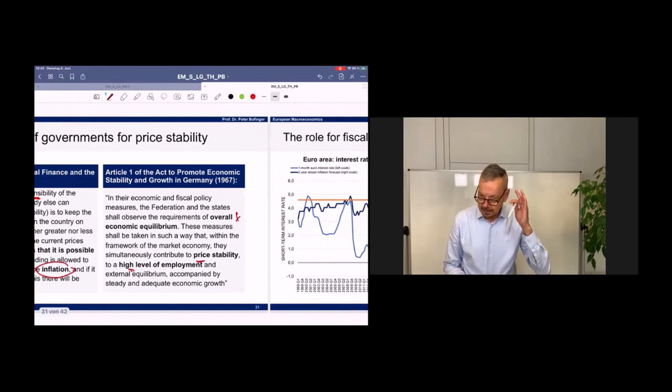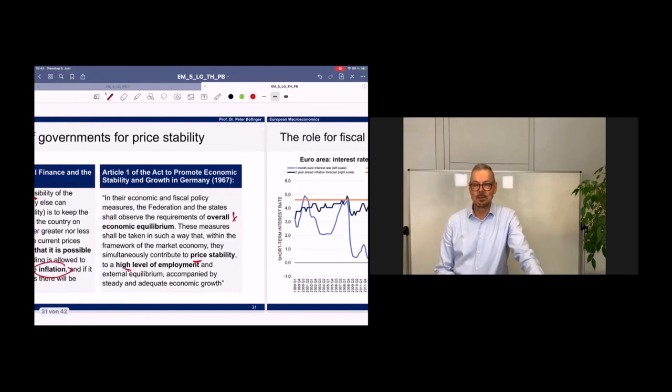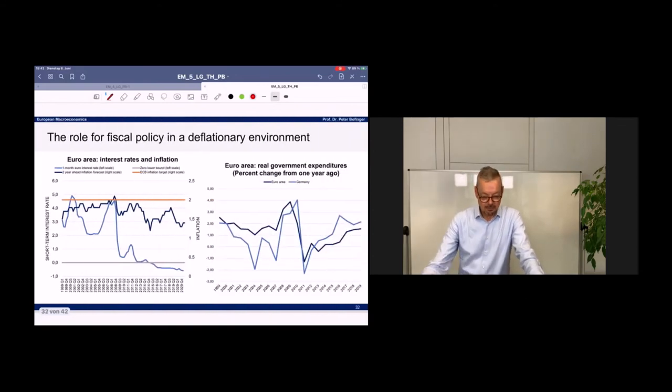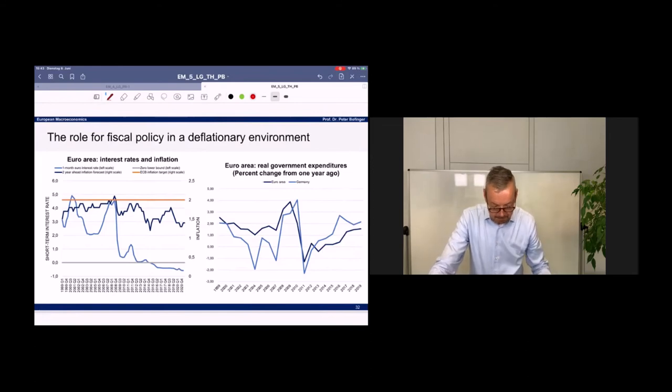But this idea that fiscal policy has a responsibility for price stability has somehow been forgotten, especially in the situation after the financial crisis. And one can show this, I think, quite nicely for the euro area. And I think we start with the chart on the left side.